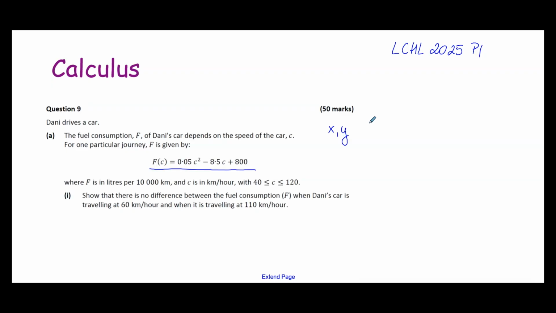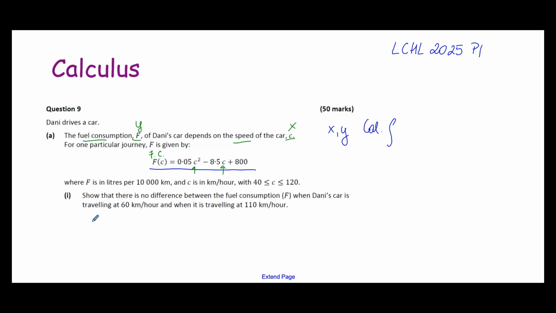What's the other thing we can have in a question with a function? Could be calculus or could be integration, isn't it? Now, what do the x and y represent here? F, that is my y, and that represents fuel consumption. And C, that's my x, and that represents the speed. F is in liters per 10,000 kilometers and C in kilometers per hour, with C between values 40 and 120.